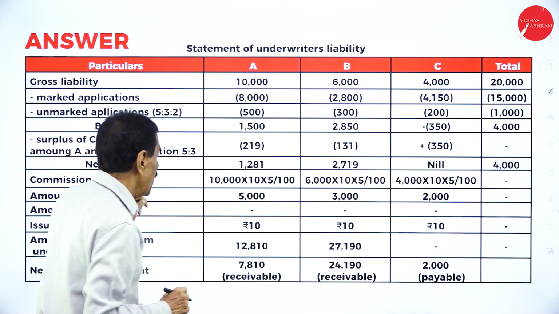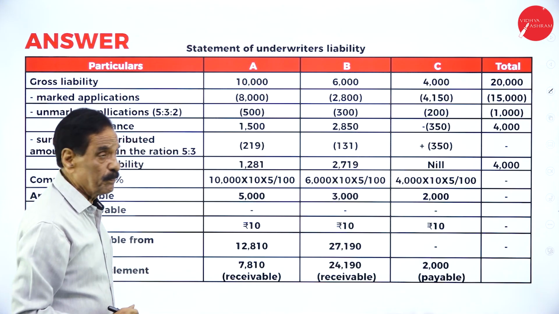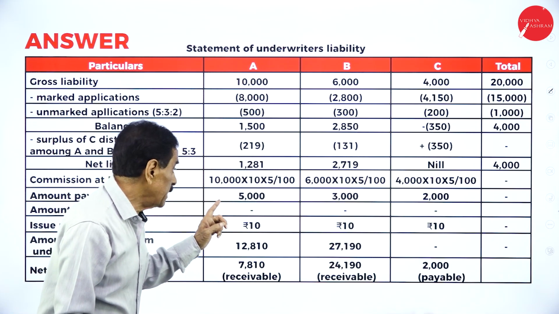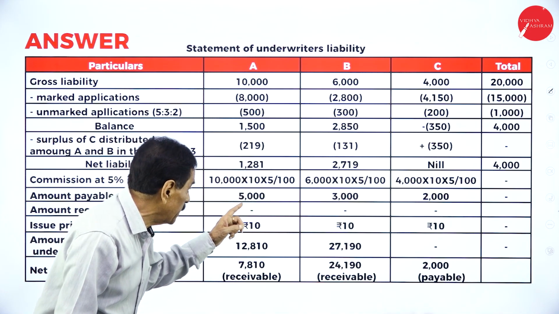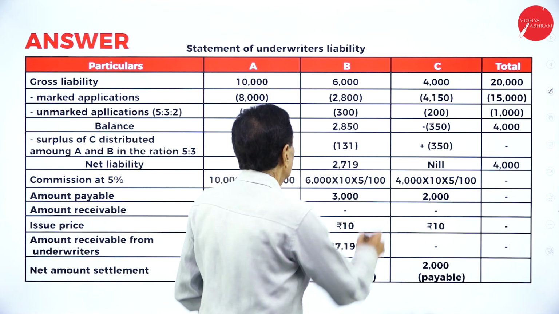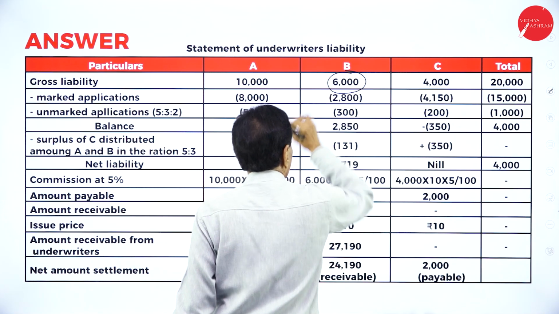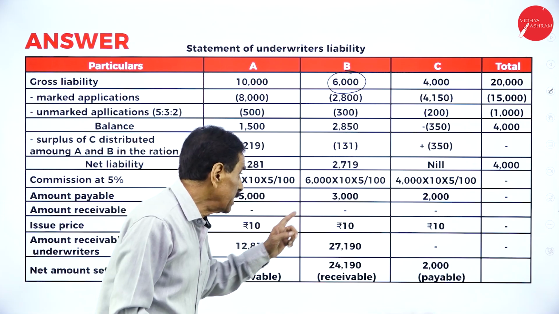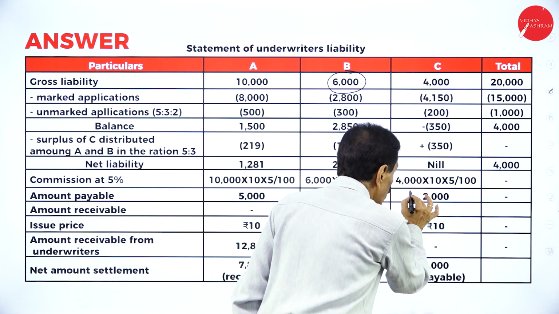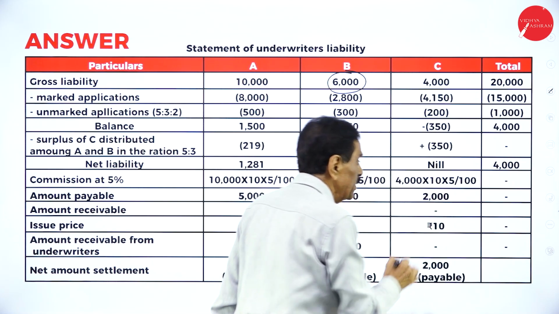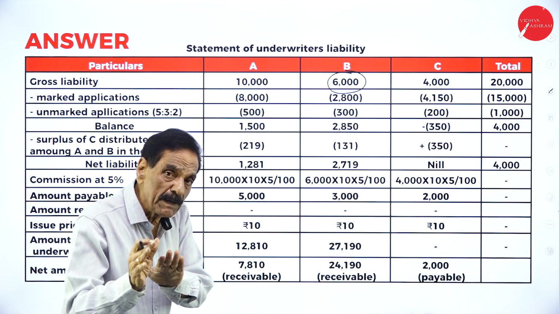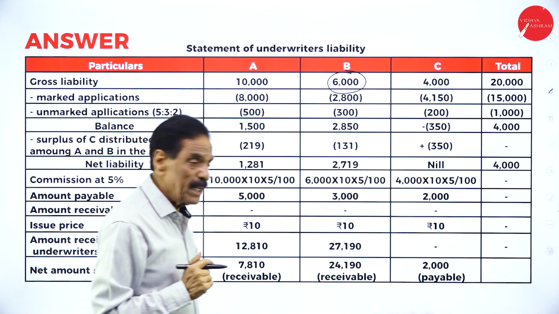Now, commission at 10% on the issue price. How much responsibility have they taken? 10,000. 10,000 into 10 into 5% is 5,000. Regarding B, how much accepted? 6,000. 6,000 into 10 into 5% is 3,000. Regarding C, 4,000 into 10 into 5% is 2,000. So this is the amount payable by the company to the underwriters as per the agreement.